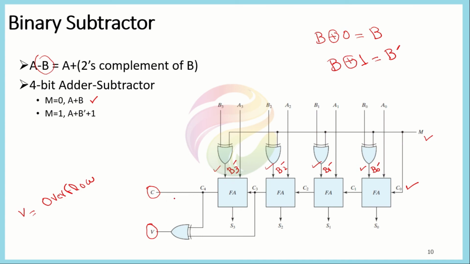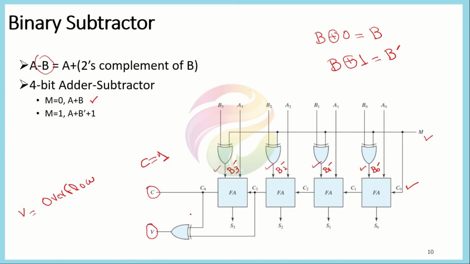First, we would consider the case of the unsigned number. In the unsigned number, it's very simple: if the last carry is equal to 1, say C is equal to 1, then we could say that the overflow has occurred. This is for the unsigned case only.